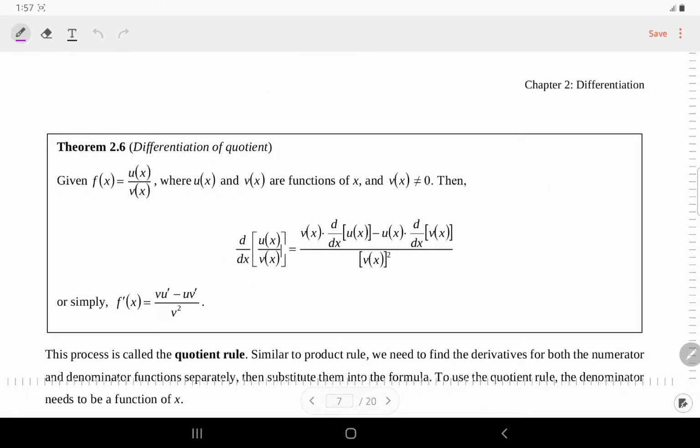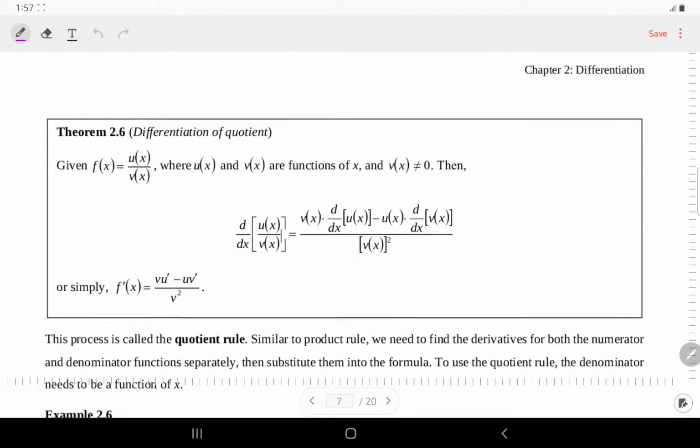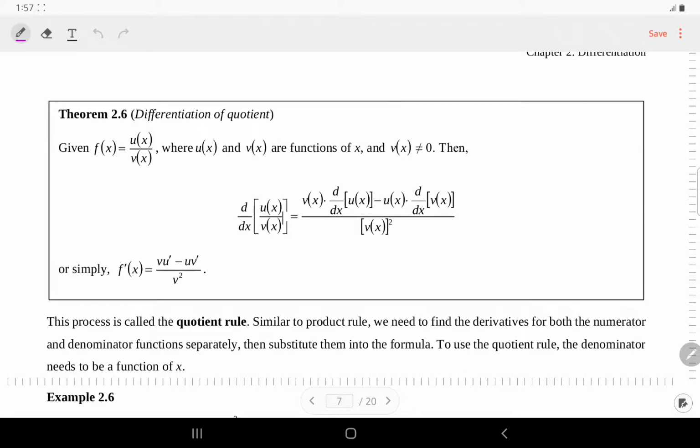Okay, next is theorem 2.6, the differentiation of a quotient. If you have a function made of two functions, u and v, that divide each other, we can use this formula. We call this the quotient rule. The formula is f prime x equals v u prime minus u v prime, divided by v squared.